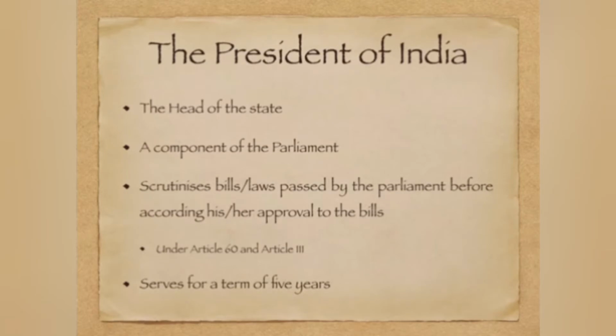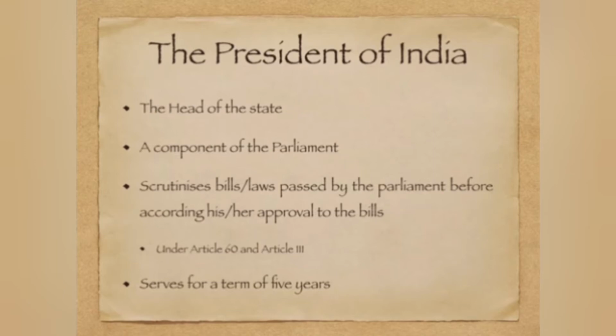The President is an integral part of the Parliament. No bill can become a law unless the President gives his or her assent. Now, this is the legislative power. Now, what about the executive power? The President is the head of the Union Executive. Article 53 states most of the executive powers are vested in him. All the executive dealings are done in his name.